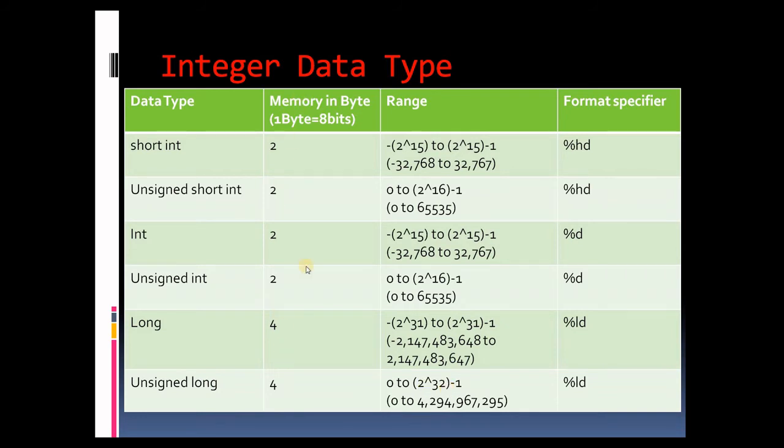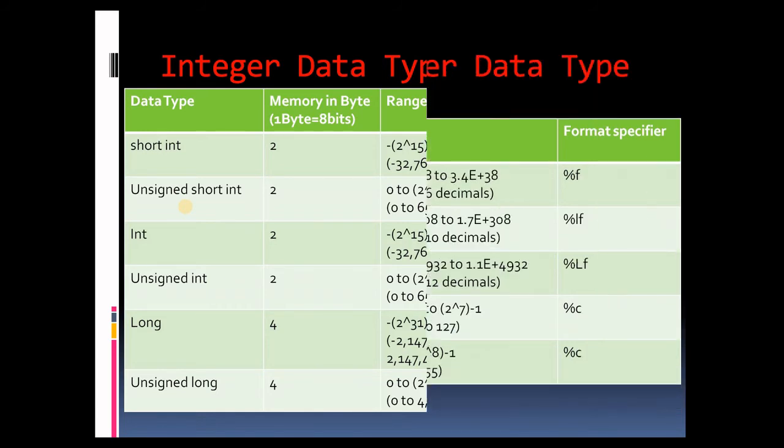So whatever memory you could see here, this could vary from compiler to compiler. In order to know how much memory each data type would be allocated, we can make use of the sizeof operator. So I'm going to demonstrate that with the help of a program. We can see that at the end of the session.